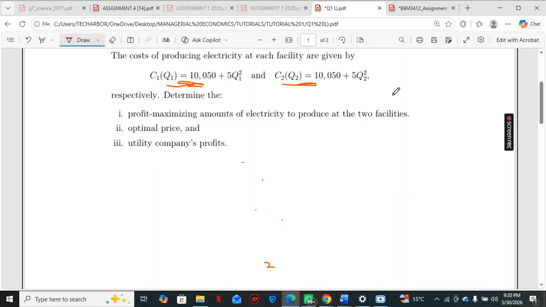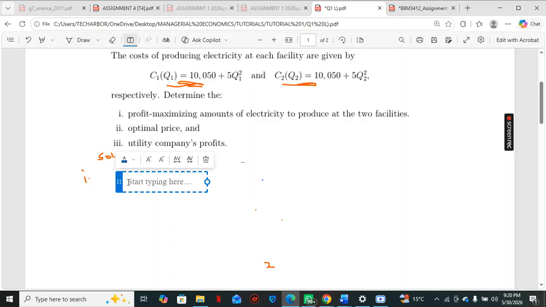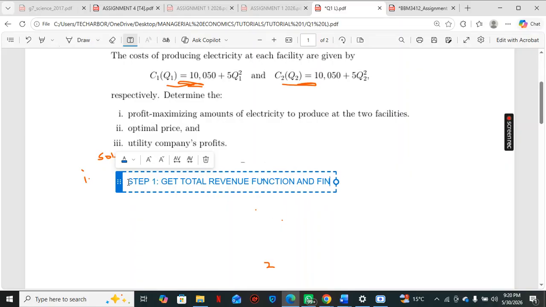Okay. So this is how I'm going to do this question here. Say solutions. All right. So for number one here, I'm going to say step one: get the total revenue function and find the marginal revenue.